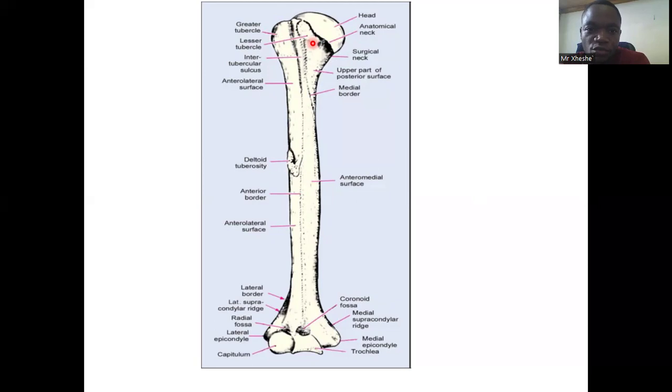So the humerus has two tubercles in the proximal area. It has a greater tubercle and a lesser tubercle. Similar to the femur, sorry. The femur has trochanters, greater trochanter and lesser trochanter. Similar in structure, but they are bigger in the femur. So here we call them tubercles instead of trochanters. So that is a greater tubercle. This is a lesser tubercle.